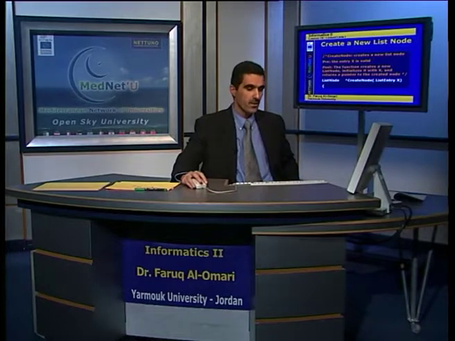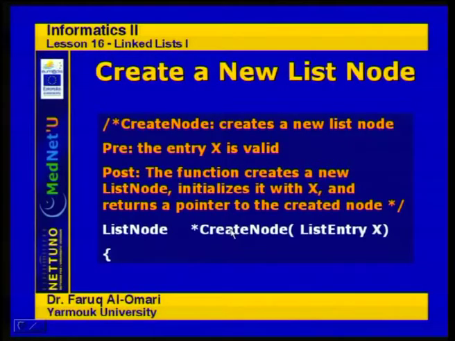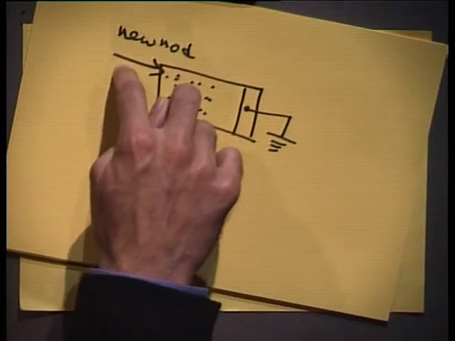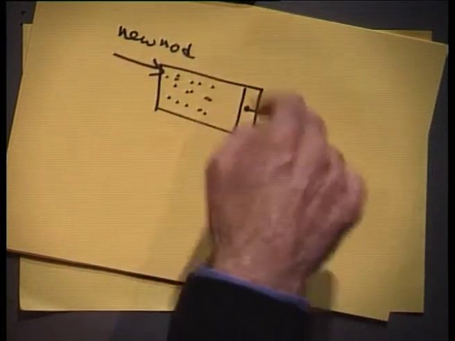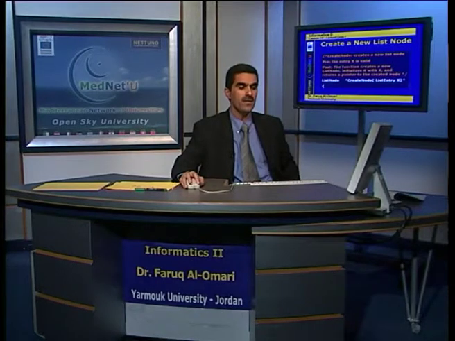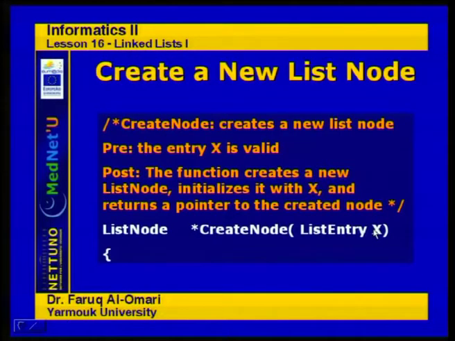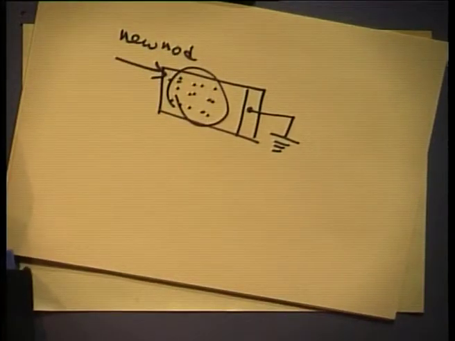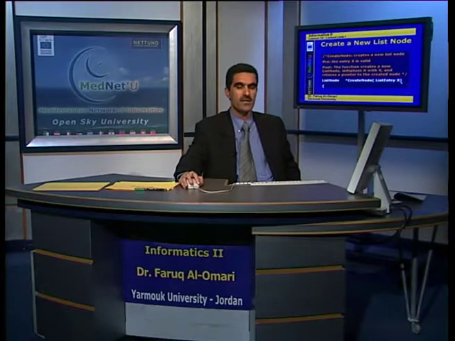It's called create node, and basically it's going to return back to me a pointer of type list node. So it's going to return this pointer, and this is enough to identify the entire block of the node. What does it take? It's only going to take the customer, the data entry, the data you're going to insert inside the node. And I'm calling it X in here.